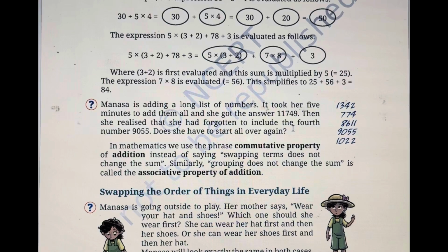So we just saw that adding the numbers in any order doesn't make any change. So we can simply add to whatever answer she got: 11749 plus 9055, right? So that's enough. So we can just write here, she does not need to add all over again, right? So we will write here, no.